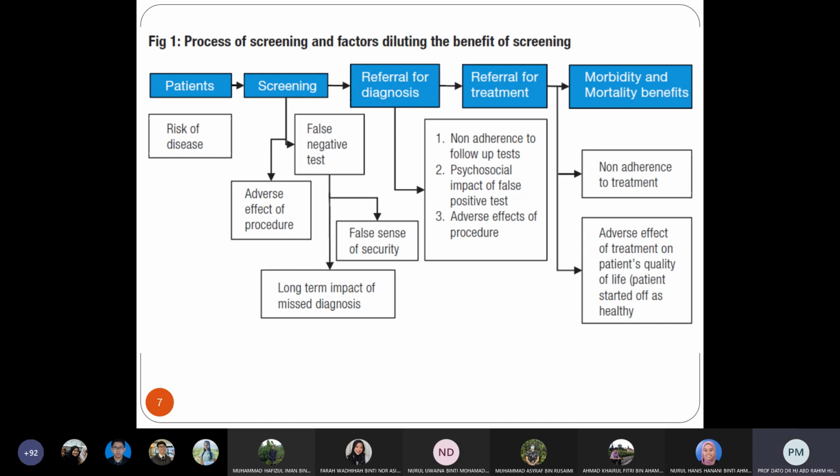If it is confirmed with the diagnosis, we will refer for treatment, and this is where you get all the benefit of the treatment as well. Okay.